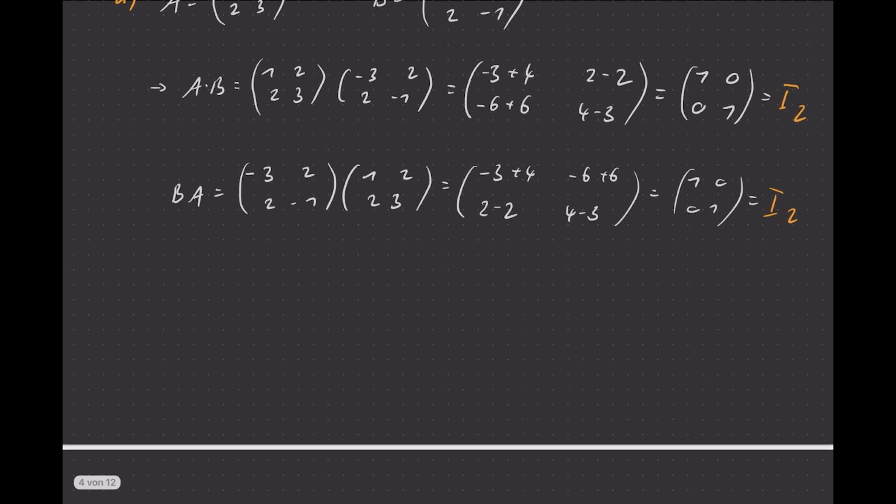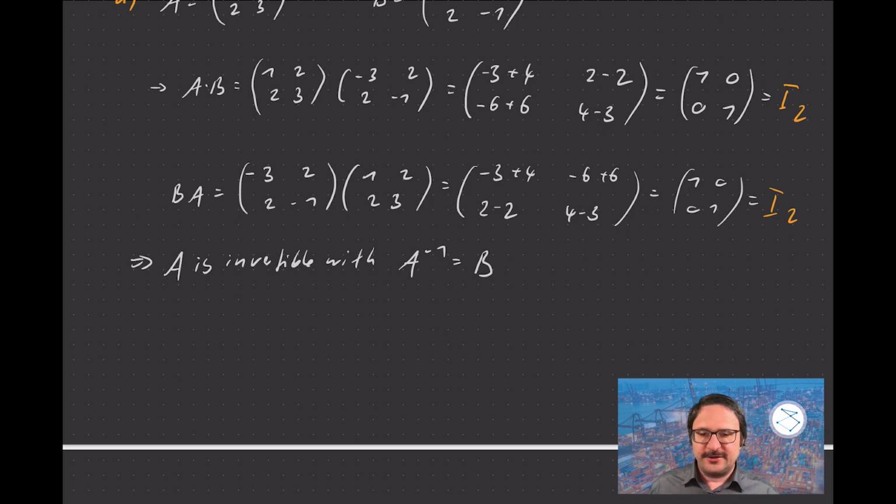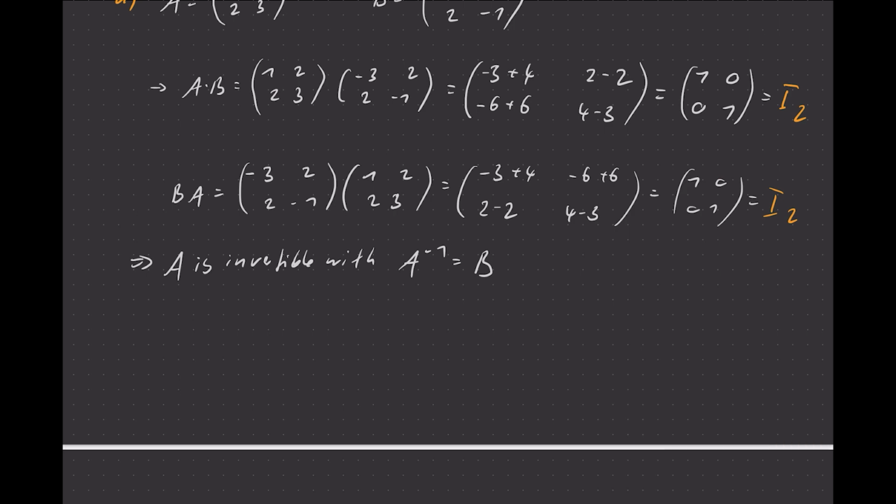So what we can see here is indeed A is invertible, with inverse matrix A to the minus 1 being the matrix B. And of course you will notice this relation here is symmetrical. So if A is invertible with inverse matrix B, then of course B is also invertible with inverse matrix A. For B, the same two equations hold, just the order is reversed here.